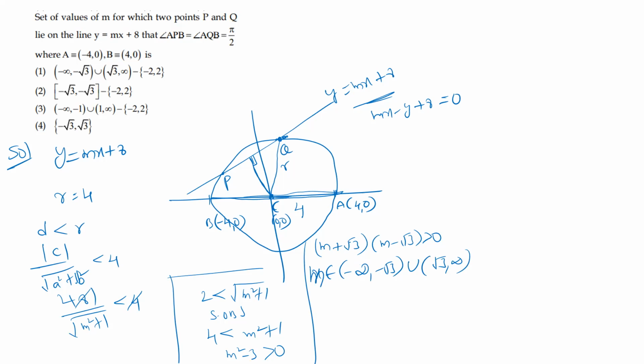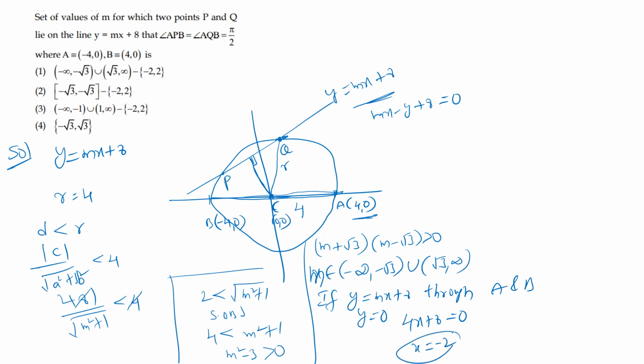When will we get minus 2 and plus 2? If, for example, y is equal to mx plus 8 passes through A and B, if you substitute the points A and B in that, because y is equal to 0 in both cases now. Here x is how much in A? 4. So 4m plus 8 equal to 0, m is equal to minus 2 will come. Similarly, if you take point B, that is minus 4m plus 8 equal to 0.